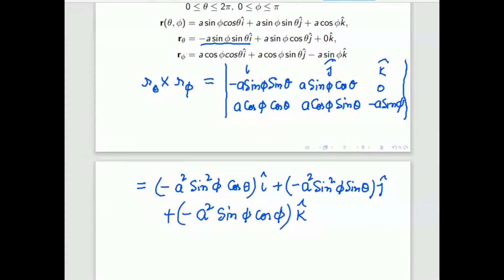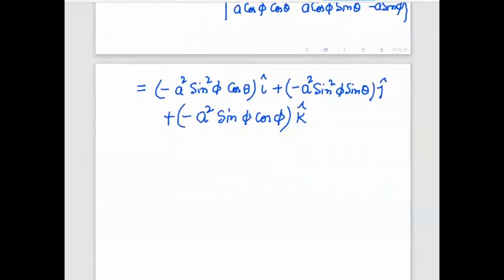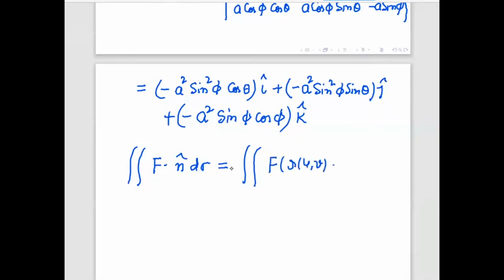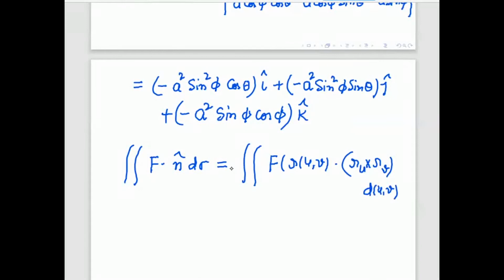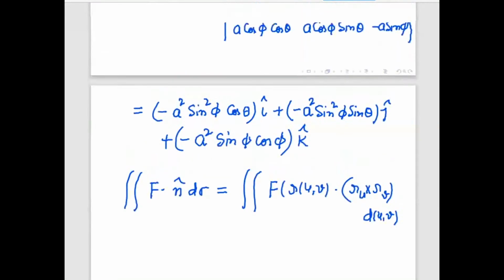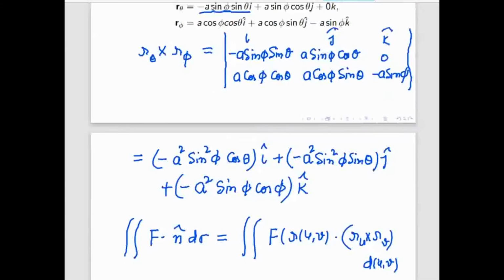So the surface integral, or the flux in this case, will be the integral of f dot n d sigma, which is the same as the value of f at r of u comma v, dot product with r u cross r v, then d u d v depending on the domain. So is r u cross r v in the outward direction or in the inward direction? This is the normal to the sphere, but in which direction, outward or inward? That we have to verify.